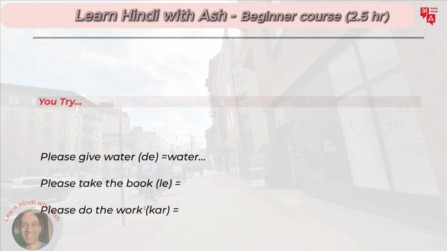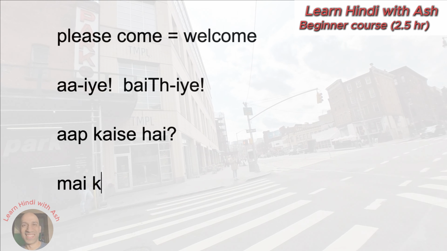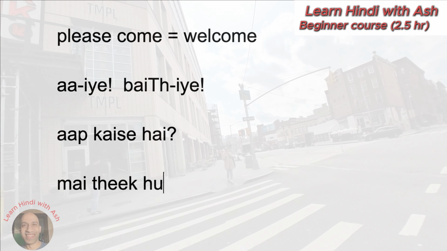Now the other one you can say is how are you? Right? This is an easy one. There is no gentle request here, but it's a good one. How can you say how are you? Aap. Yes, I think you got it. Aap kaise hai? How can you answer: मैं ठीक हूँ? I'm okay, right?